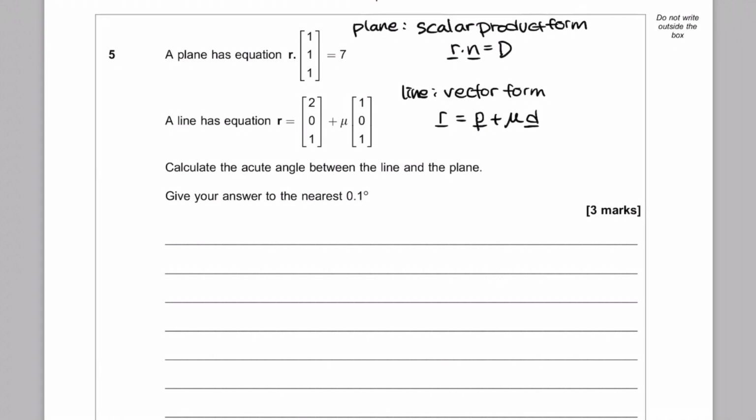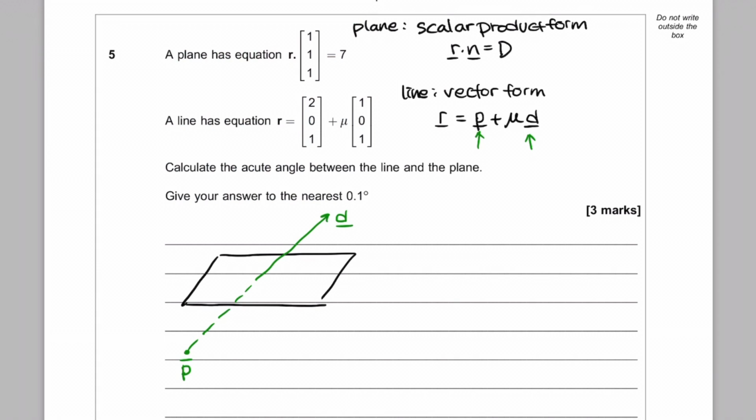Plane follows the scalar product form, which is the vector r dot n is equal to scalar d. And then the line is following the general form of the vector form, where a certain line is extending from a certain point vector p plus a certain scalar times the direction vector. So if you visualize this, you have a plane like this, and then the line extends from a point vector p with the direction vector d. So this is p and the direction vector d given in your line vector form.